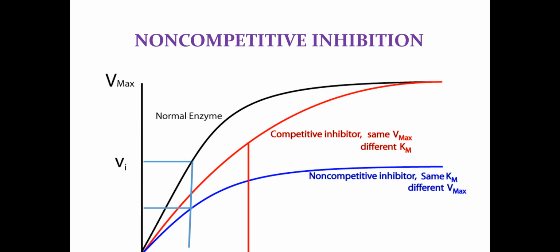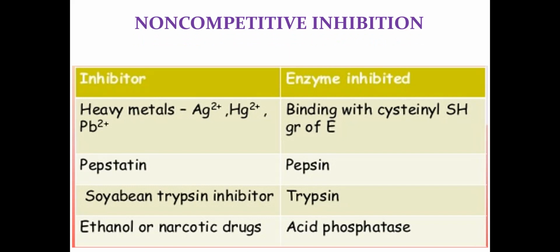Look at this. The normal enzyme works as shown by the black arrow, whereas the red is the competitive and blue is the non-competitive inhibitor. You can see that with competitive inhibitors the Vmax is the same but the Km is different from the normal enzyme. Whereas with non-competitive inhibitors, the Vmax is different from the normal enzyme but the Km is the same. Good examples of non-competitive inhibitors are heavy metals.